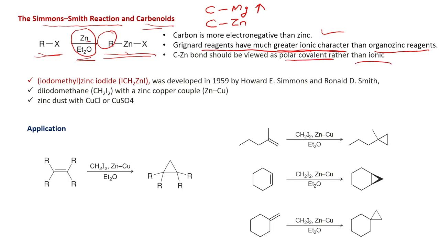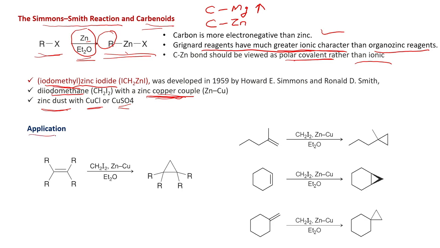So how do you prepare your Simmons-Smith reagent? If you treat diiodomethane with zinc copper couple, you will get iodomethyl zinc iodide, which is called the Simmons-Smith reagent. And where do you get this zinc copper couple? When you treat zinc dust with copper chloride or copper sulfate, you will get zinc copper couple. Then you treat the zinc copper couple with diiodomethane, and you will get your Simmons-Smith reagent.